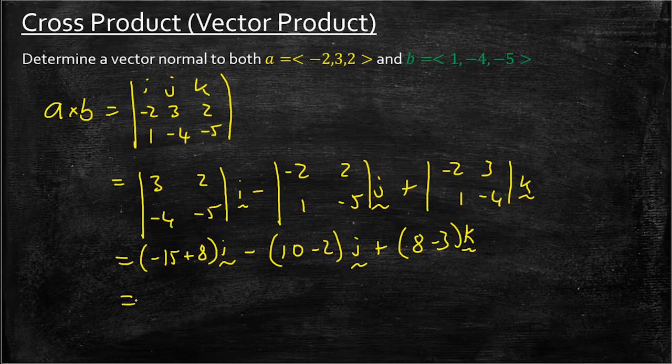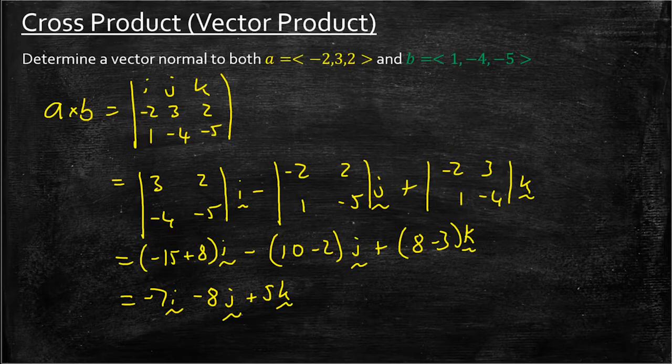Now we just need to simplify that quickly. Minus 15 plus 8 is minus 7 in the I direction. 10 take away 2 is 8, so it's going to be negative 8 in the J direction, because I've got that negative at the front there. And then 8 take away 3 is 5, so it's going to be plus 5 in the K direction.